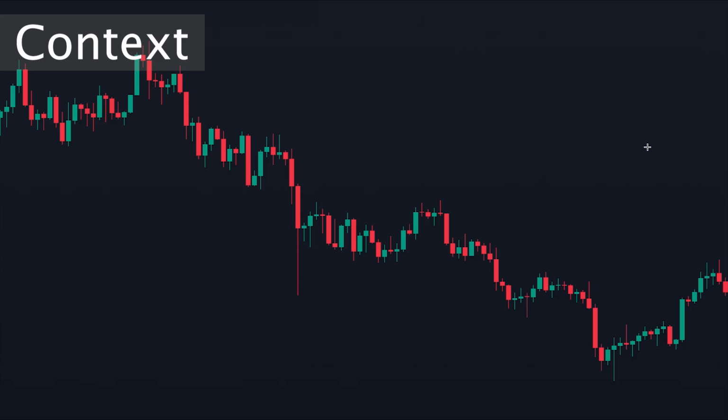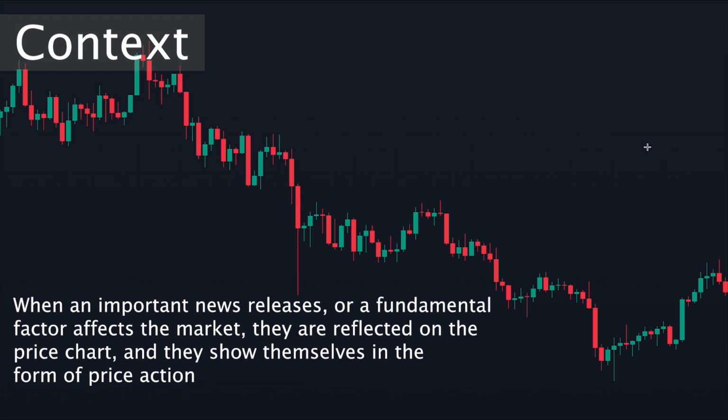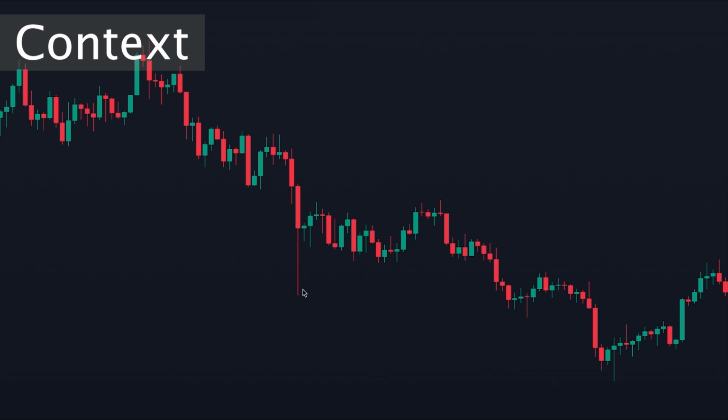Also, you must consider this fact that when an important news releases or a fundamental factor affects the market, they are reflected on the price chart and they show themselves in the form of price action, usually irregular movement. And so it causes some extreme moves in the price action before the market settles down.